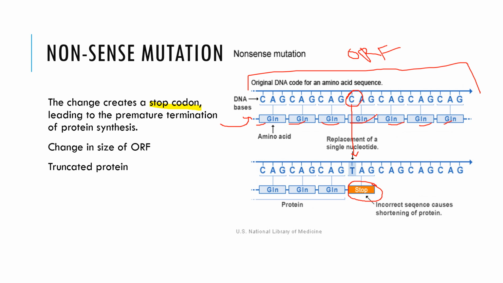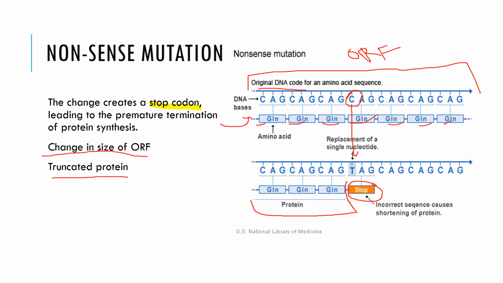And now you can see there is one more thing, a change in the size of the open reading frame. In the original DNA strand, what is the size of the open reading frame? That was large in size, but because of the presence of the stop codon, you can see now the open reading frame has reduced. And because of the reduction in size of the open reading frame, there is a truncated protein.